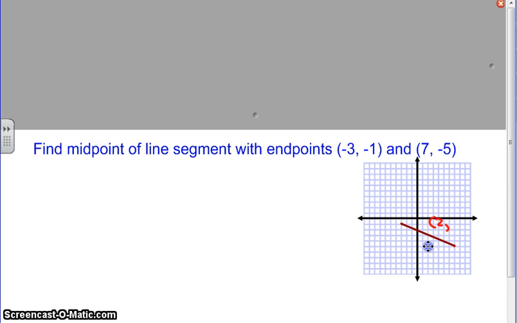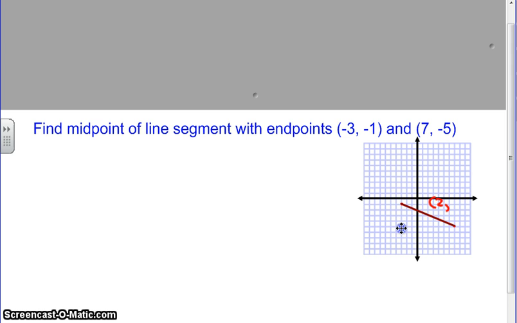X is 2. And in the y direction, we're going from down here at -5 up to this point at -1. How far have we traveled? From -5 to -1, we traveled 4, right? 4 from either point, though. So if we start from the -5, we would go up how many places to get to the middle? What's half of 4? 2, right? So -5 plus 2 is negative 3. So this is the midpoint formula.